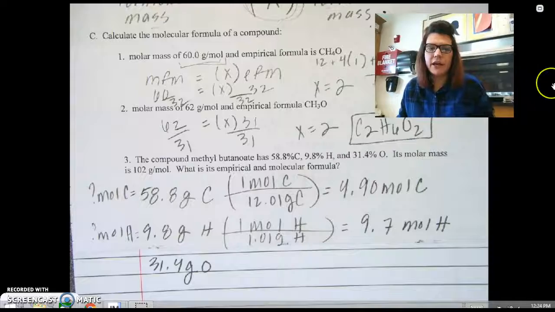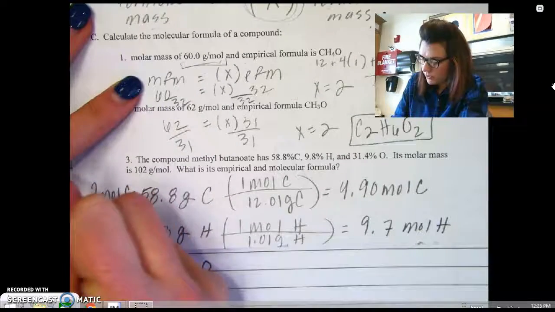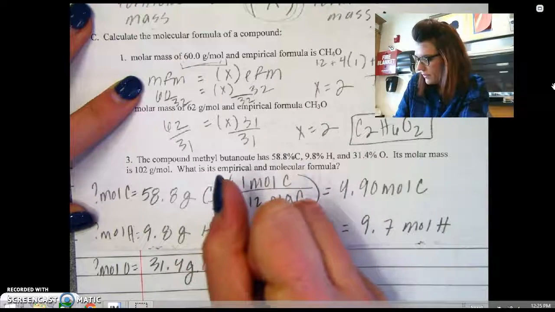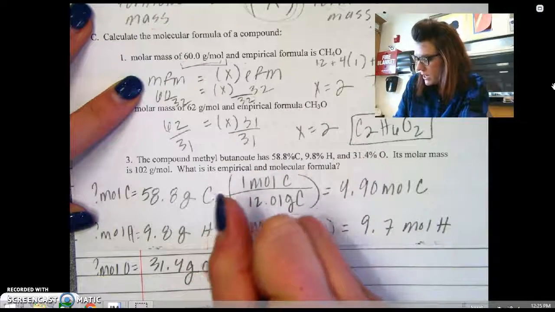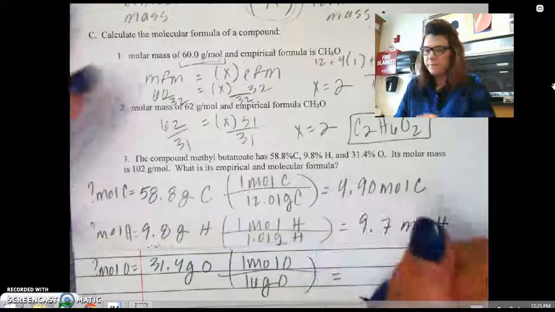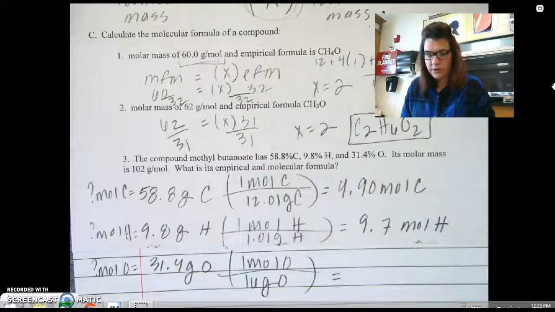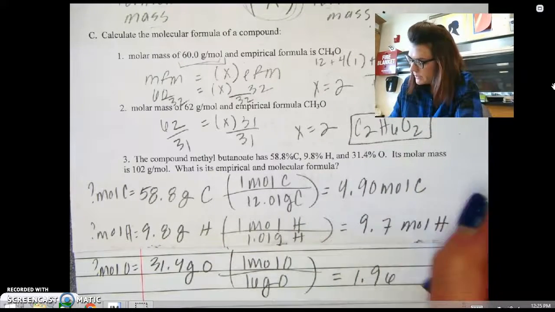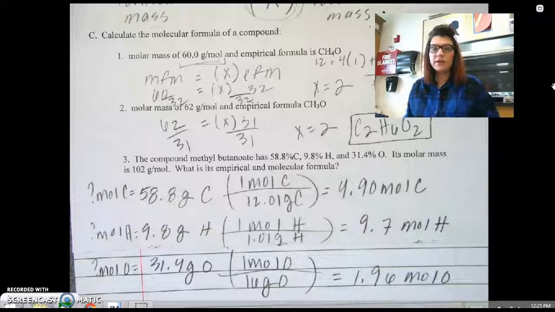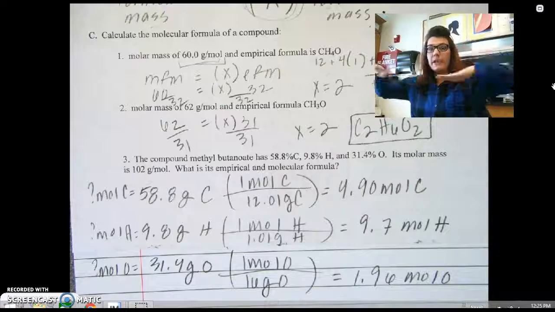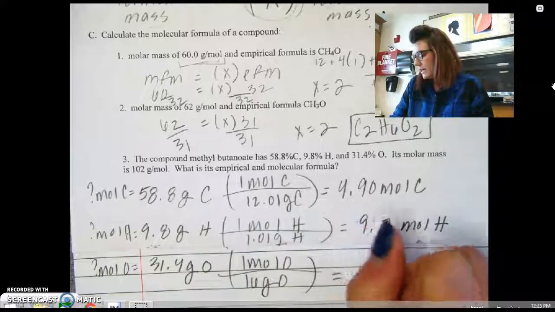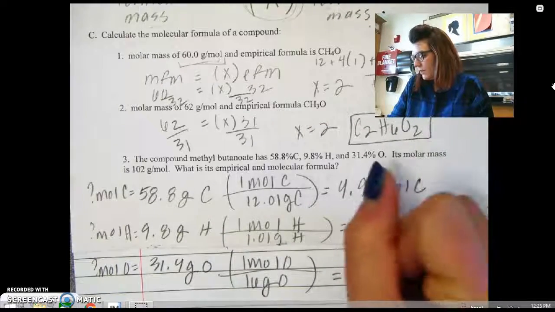All right. And then the last thing, I have to say question mark moles of oxygen is equal to, so I'm going to say for every 1 mole of oxygen, 16 grams of oxygen. So 31.4 divided by 16 is equal to 1.96 moles oxygen. And then the last thing I have to do is divide by the smallest, right? So I'm going to divide by 1.96.